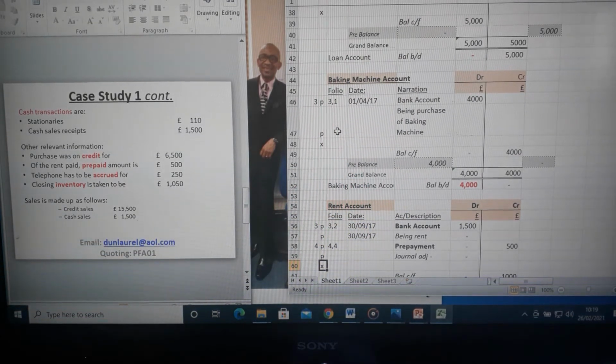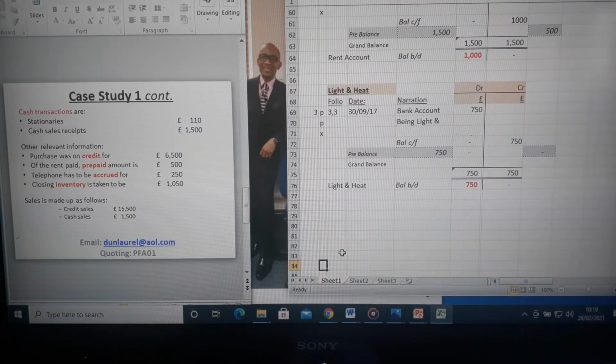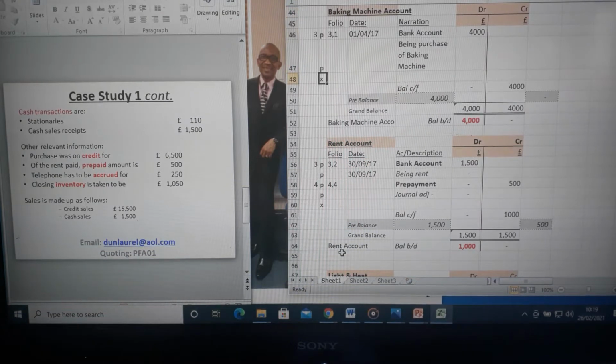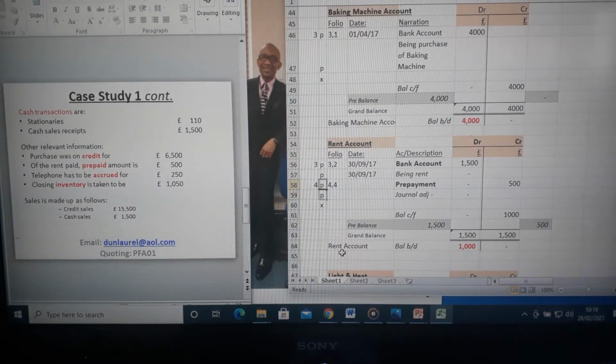All right. So the next item is telephone. So we go to telephone. Have we got telephone? We haven't got telephone. So what we need to do is to actually open up, I've done it already in the background, the telephone account, debiting 250, and credit accrual 250, so that when the bill comes, that will be adjusted for that.